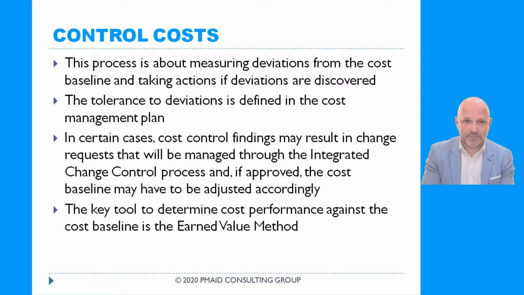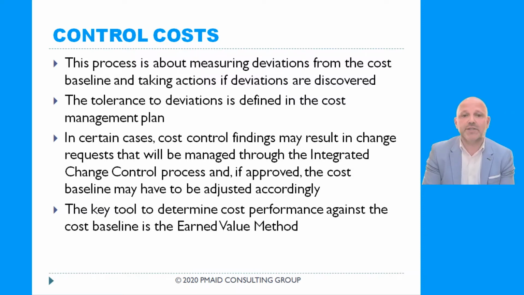Control costs. This process is about measuring deviations from the cost baseline and taking actions if deviations are discovered. So you remember what the cost baseline is. It is the cost of our project plus contingency reserves. The tolerance to deviation is defined in the cost management plan. So we can say in the cost management plan that if we deviate by more than 5%, it is not acceptable. We need to take an action. Or for another project, it could be 3% deviation is not acceptable.